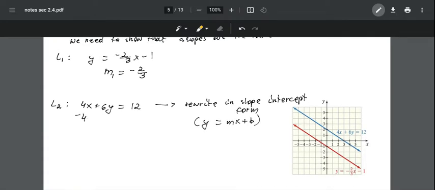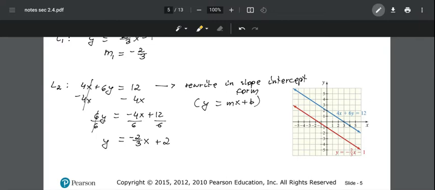I will subtract 4x from both sides. And we're getting that 6y equals negative 4x plus 12. Divide each by 6. And we're getting y equals negative 4 over 6, which is negative 2 over 3x plus 2. So now this is the equation of line 2 in slope-intercept form.